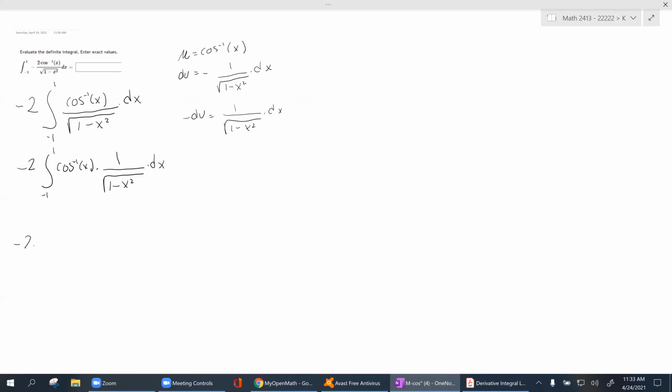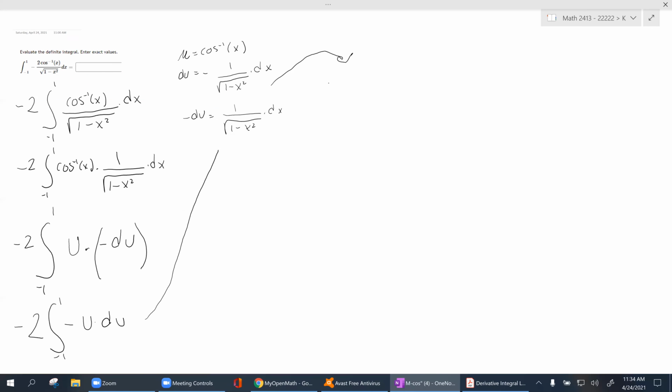So this is -2 integral bounded between -1 and 1 of u times -du. I can factor out that negative, which ends up giving me negative times the negative will be a positive. So this is 2 integral bounded between -1 and 1 of u du. All right. Let's see what else. What else can I go ahead and do?